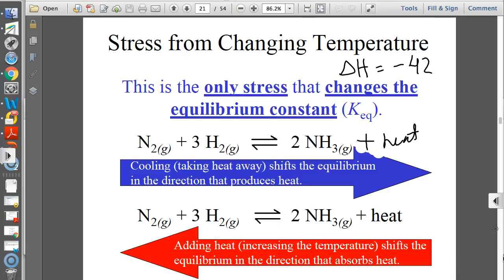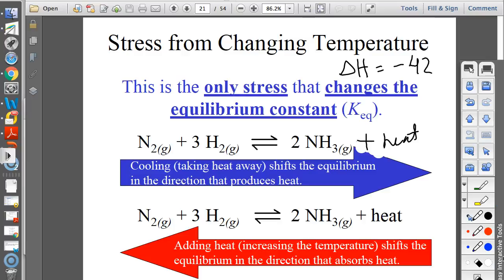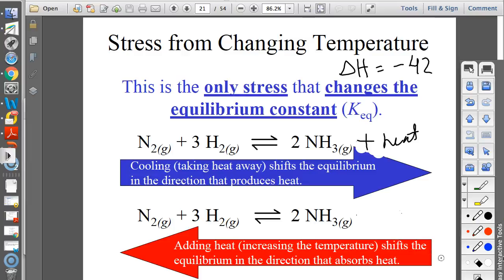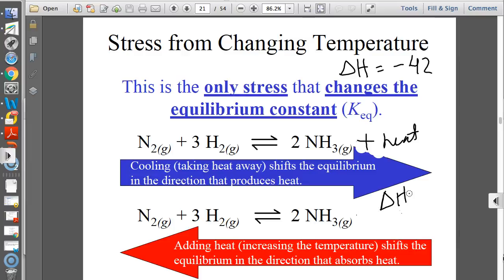Now, what if they had given me the enthalpy of this reaction? I know it's not endothermic, but let's just pretend that it was. If they had given me the enthalpy of this reaction was positive 16, well, I guess you need to take your pencil and write in, just like it's a product or reactant, heat. Well, what if I cooled this second reaction down? What if I cooled it down? Wouldn't it shift toward the reactants to make more heat?